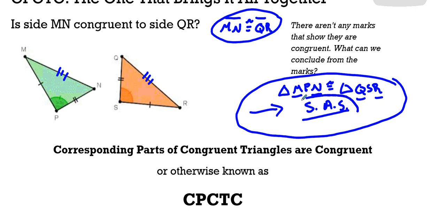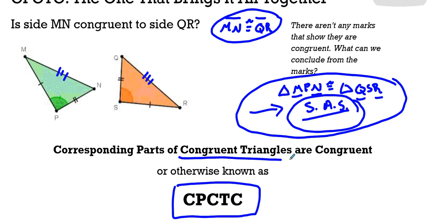In the same way that you can only use the statements side, angle, side, and side, side, side to prove two triangles congruent, you can only use this statement once you determine that you've got congruent triangles. If you have not proven that you have congruent triangles, you cannot use this, because those middle two letters, the CT, have to be true: you've established triangle congruence. So CPCTC is definitely a longer set of initials than we've used, but it's really important when we're talking about proving parts of triangles congruent once we have determined that the triangles are congruent.